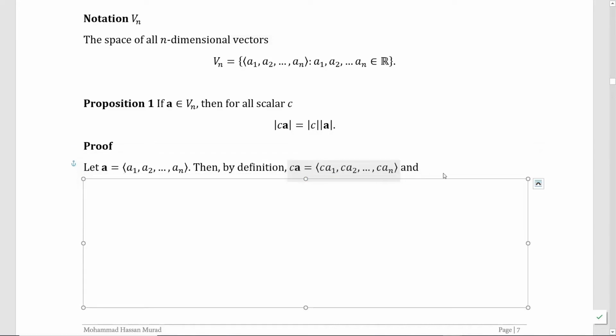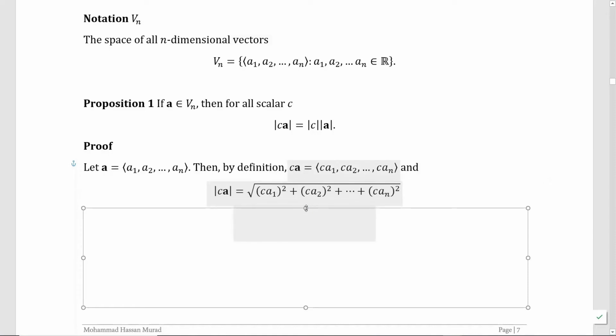Let's consider a vector A with n components, A sub 1, A sub 2, all the way up to A sub n. And then by definition, the scalar multiple of A has components C A1, C A2, all the way up to C A sub n. And the length of this scalar multiple of A is given by this quantity.